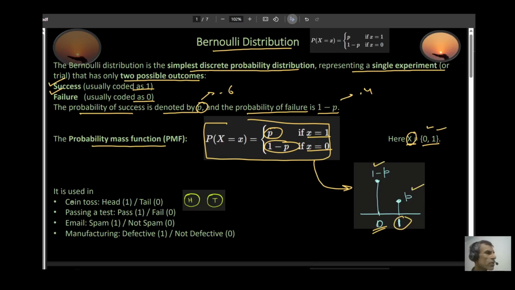Some use cases of this particular PMF are, for example, a coin toss. If you toss a coin, you can either get a head or a tail. Maybe you take a test, and you can either pass or fail. Likewise, an email comes to you, and it can be spam or not spam. How about manufacturing? Well, you can get a defective piece or a non-defective piece. So these are very simple use cases of the Bernoulli distribution.